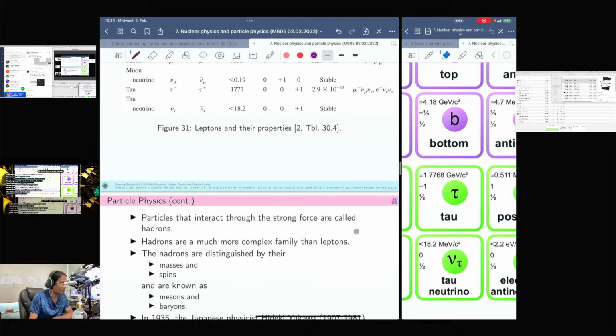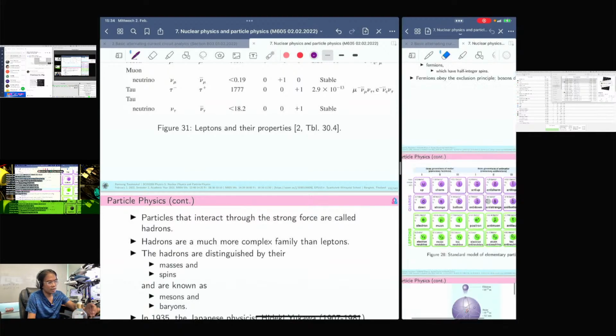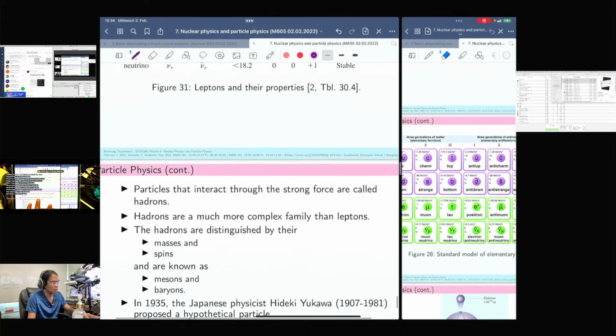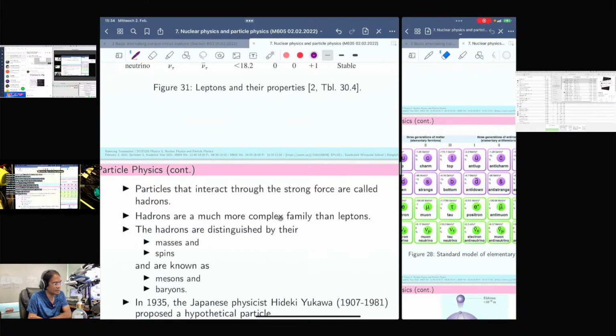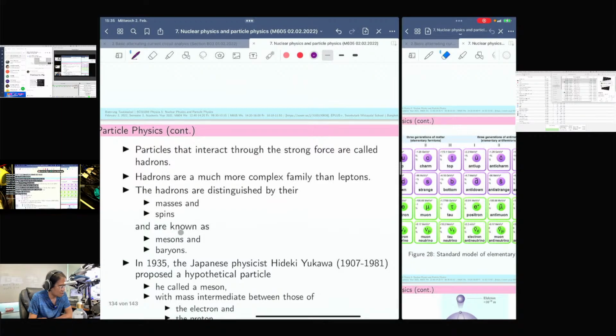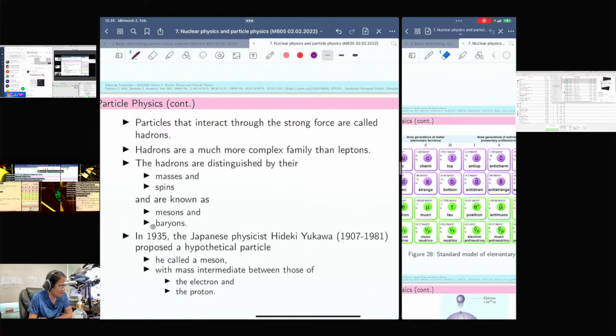Now we move to the next type of particles apart from the elementary particles. In this table, we see the bigger particle that the human has discovered. Particles that interact through the strong force are called hadrons. Hadrons are much more complicated than leptons, and hadrons are classified by the masses or spin numbers. Once we use this criteria, we have two types. The first one is called meson, which is the lighter one. The heavier one is known as baryons.